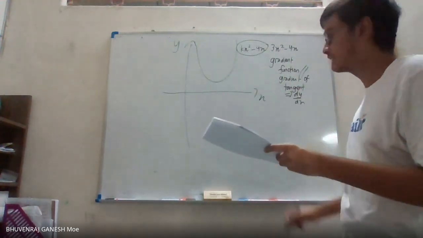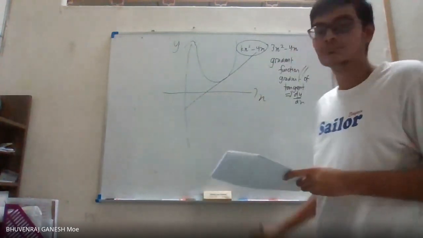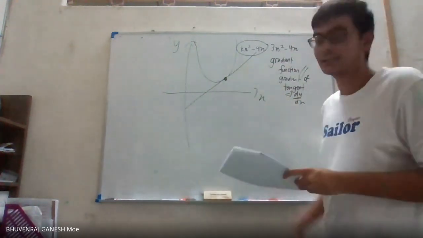And then they say tangent to the curve. So if you see tangent to the curve, you must draw a line like this, because tangent means it only intersects at one point.